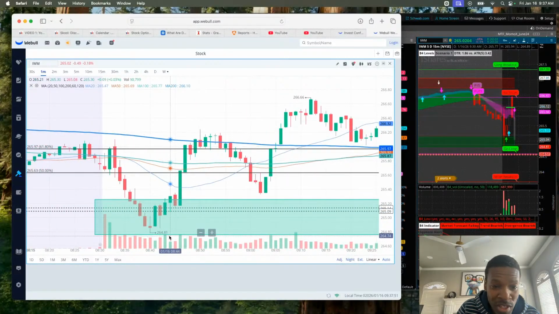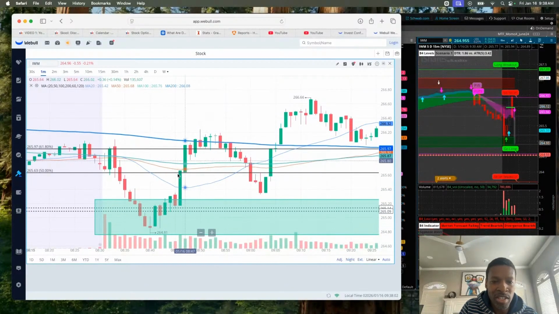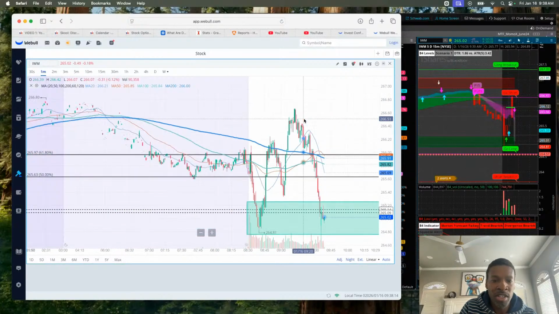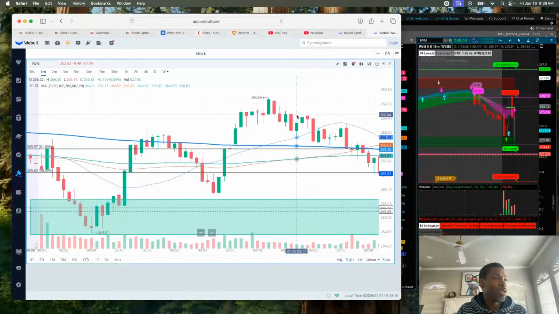So I had it around 264.75. So technically I was like 6 cents off. But you can see once we got back above. And so if you would have grabbed it early, yes, you could have got over 100% on that. But even if you just waited and grabbed right here, or waited and grabbed right here, you would have definitely got 100% win on IWM today. So that is just how I'm able to spot levels.